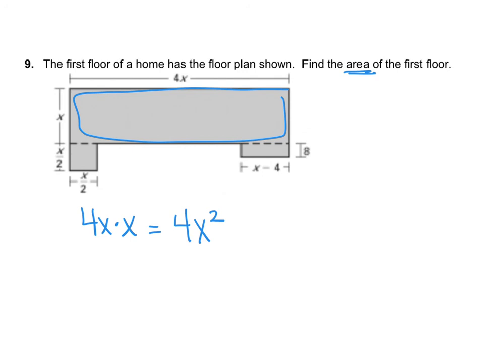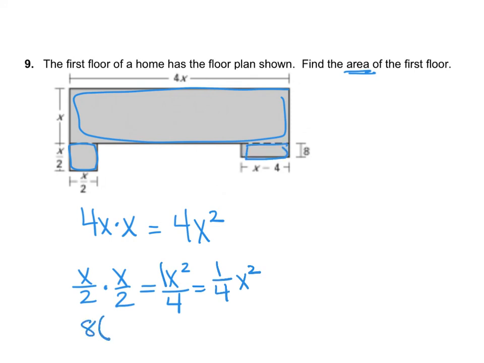All right, so now let's find the area of this piece right here. So I'm going to take x over 2 times x over 2, and we'll have x squared on the top and 4 on the bottom. And that's equal to, there's a 1 right here, so you'd have a 1 over 4 x squared. And now let's find the area here, and we'll have 8 times x minus 4, and we'll have 8x minus 32.